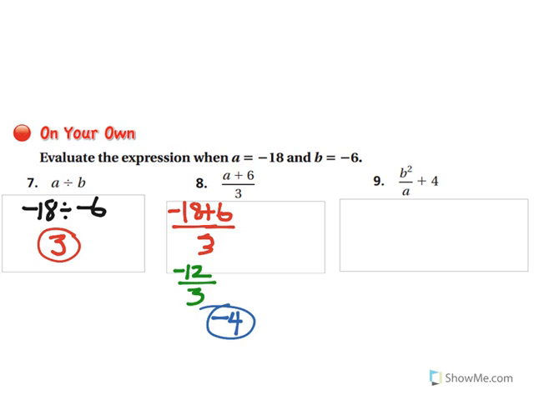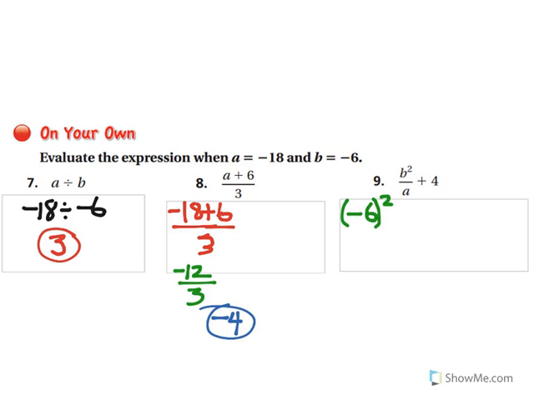Finally, we have b squared divided by a plus 4. This is an important little lesson here. We have b is -6, so we have -6 squared. If you just wrote it like this, that would say 6 squared, and then make it a negative, which is not what we're doing here. We're taking the -6 and squaring it, so it's got to be in parentheses.